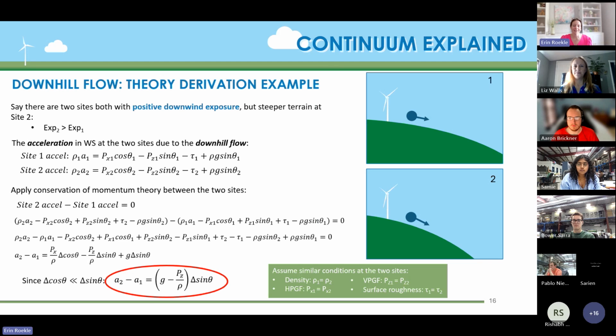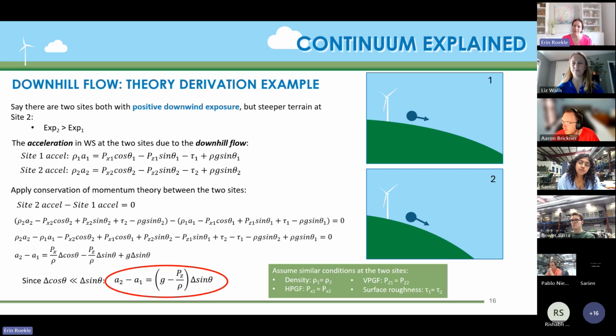So we're going to take it a little baby step further and start comparing the acceleration at two different sites. Our sites are close to each other, so they have pretty similar conditions. The only difference is that site 2 has a larger terrain exposure, so a steeper slope. The average elevation difference is greater than what we see at site 1. So the acceleration and wind speed at the two sites is going to be due to downhill flow, with our little parcel right behind our turbine and flowing downhill.